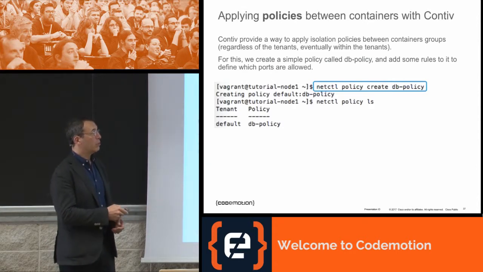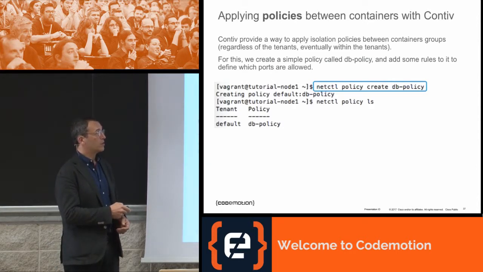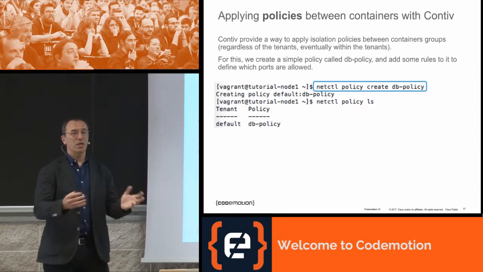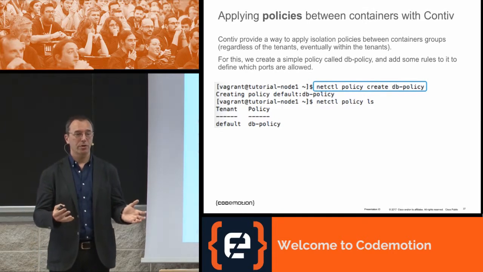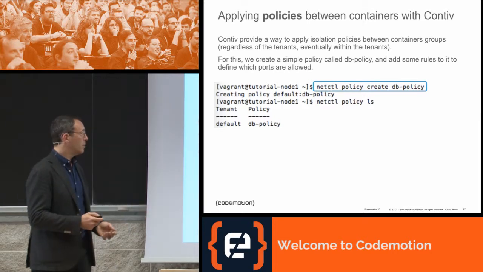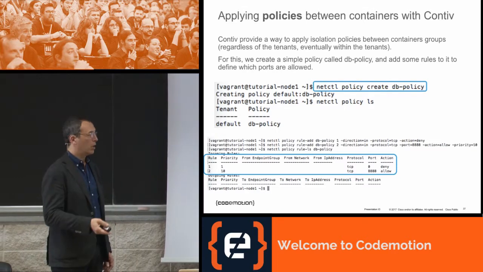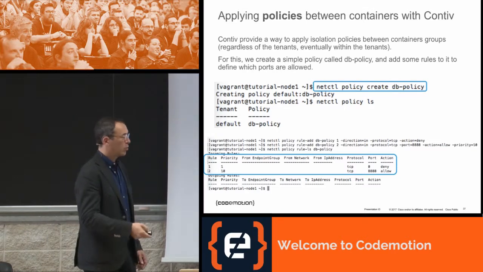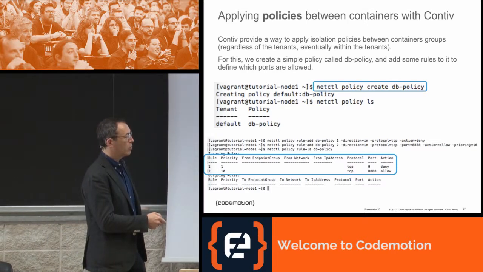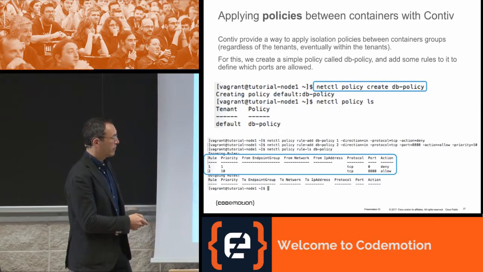So I create policies with the same syntax, netctl policy create, and give it a name. So this is an empty box now. It's just a container for rules. And then I create the rules. So netctl policy rule add, the name of the policy, and the number of the rule. Then I can assign attributes like direction, in or out, protocol, ports, actions. So I can allow or deny specific traffic.